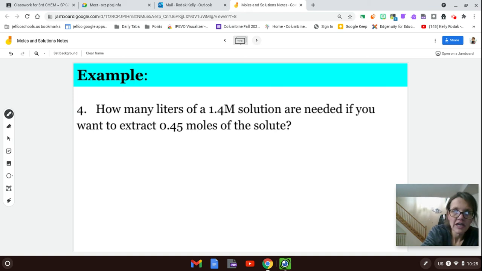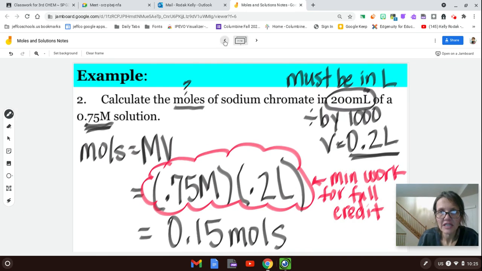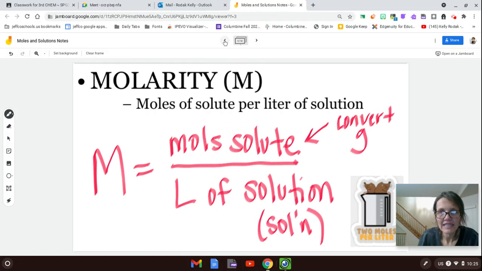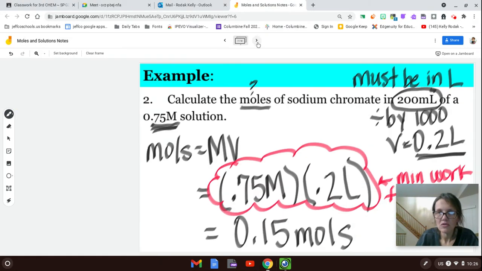So again, we're looking for liters. Remember that liters is the volume. So that's my unknown. And I know the molarity is 1.4 and I know the moles is 0.45. So let's go back and look at our equation here. We know that molarity is equal to moles over liters. So if we want to manipulate that ahead of time to find volume, we're going to take the volume, set it equal to the moles divided by the molarity. Okay, so volume is equal to moles divided by molarity.